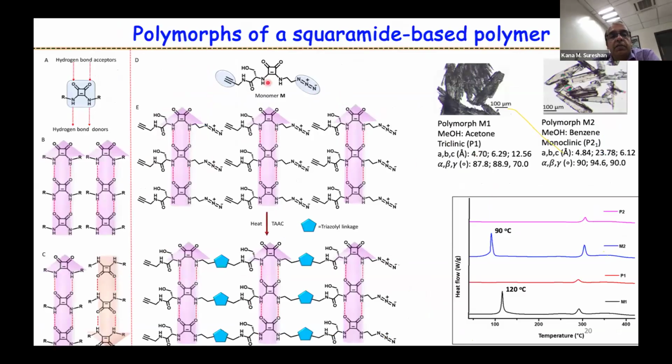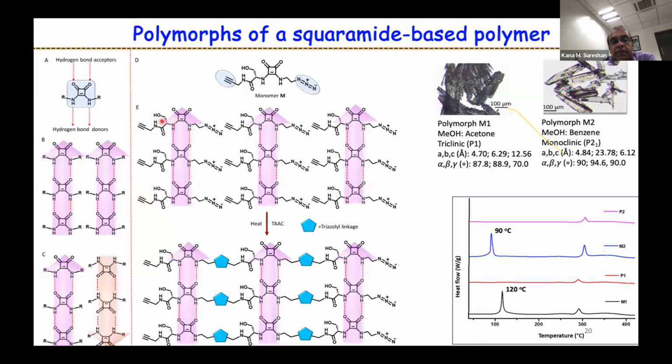Now we have also done another system which is a square amide, which is known to be a highly hydrogen bonded system, and it can form either parallel or anti-parallel stacks like this, which is known in the literature if you have square amides with two alkyl groups. So we thought of introducing our azide and alkyne. Of course, we also need a chiral motif, which is the amino acid serine.